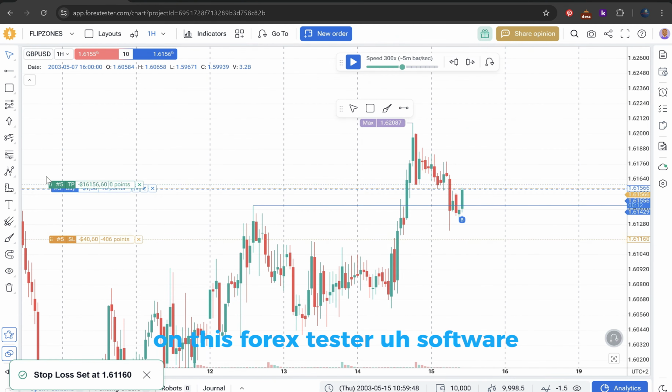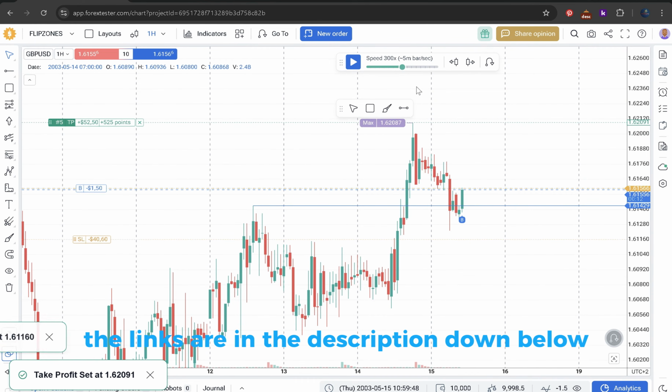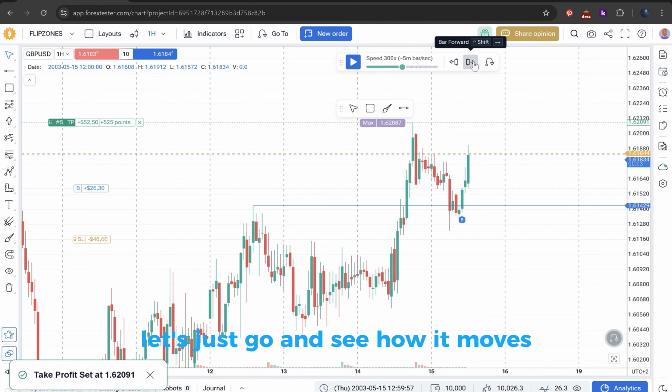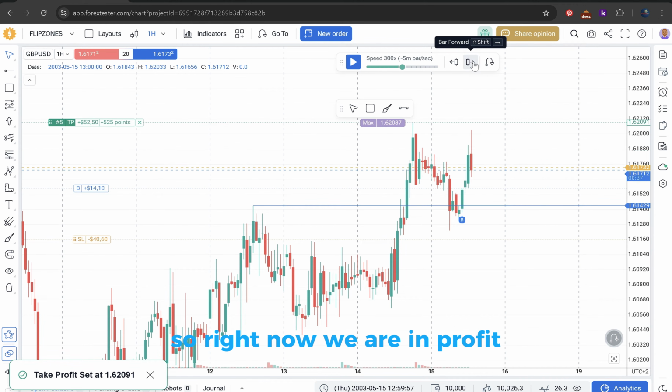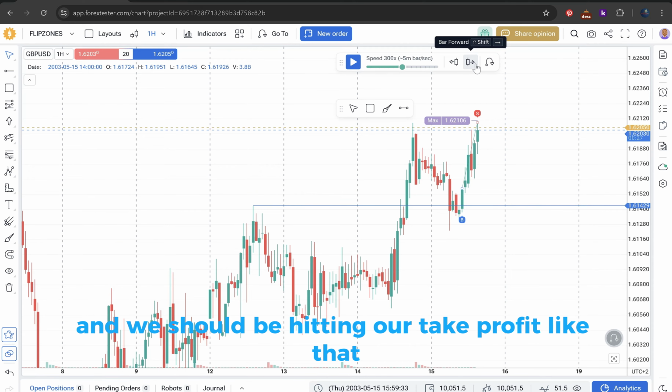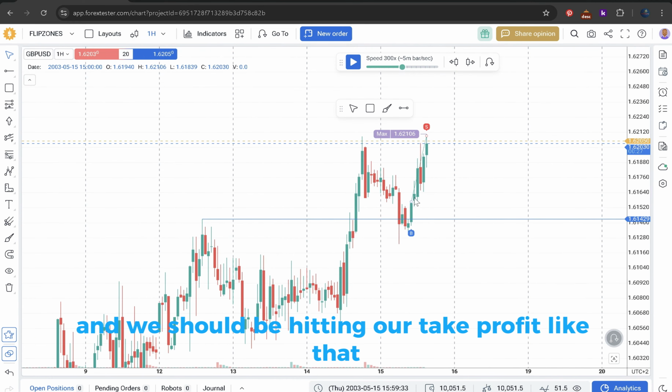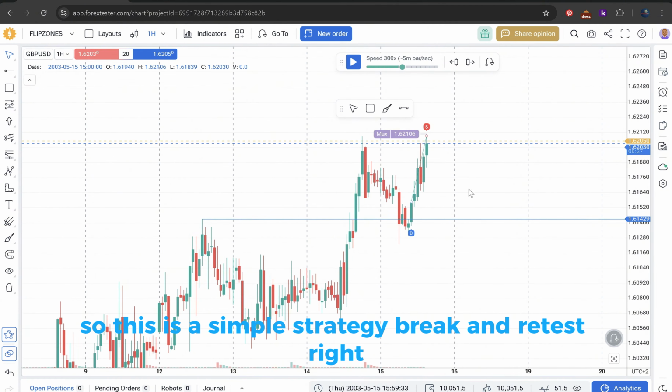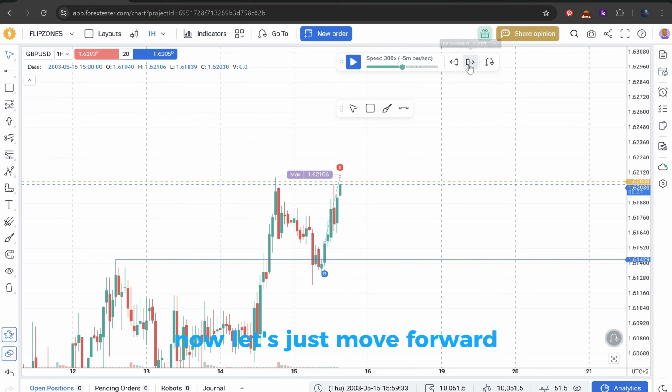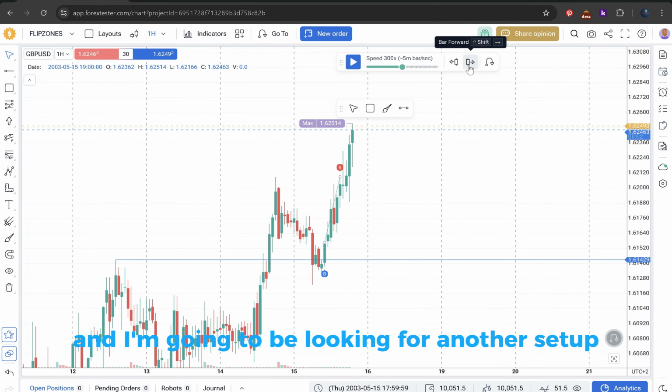As you can see here, the links are in the description down below. Let's just go and see how it moves. So right now we're in profit, and we should be hitting our take profit like that. So this is a simple strategy, break and retest. Right now let's just move forward, and I'm going to be looking for another setup.